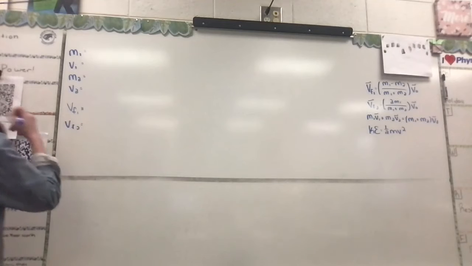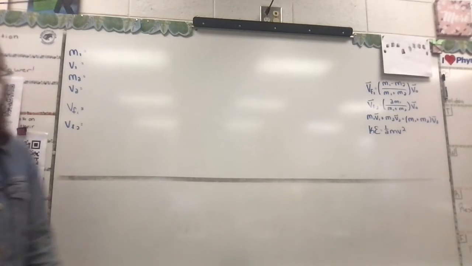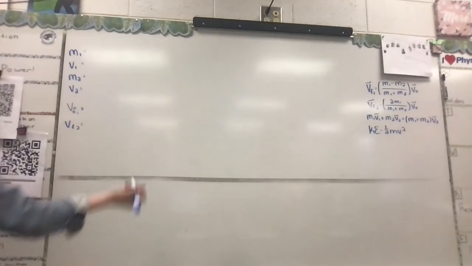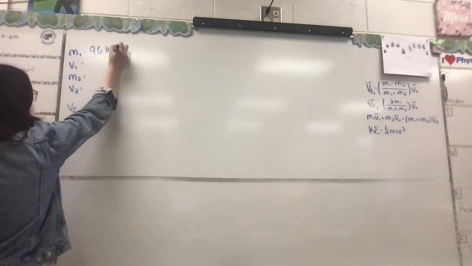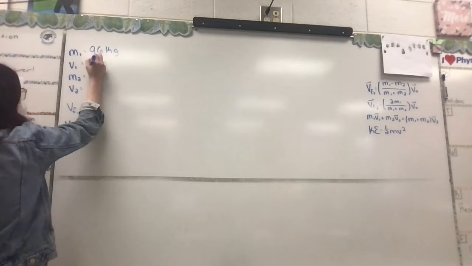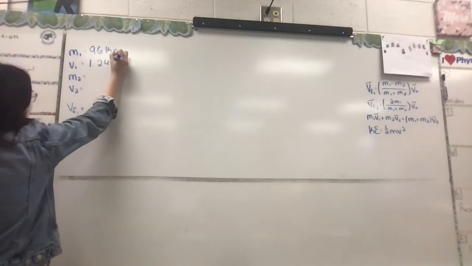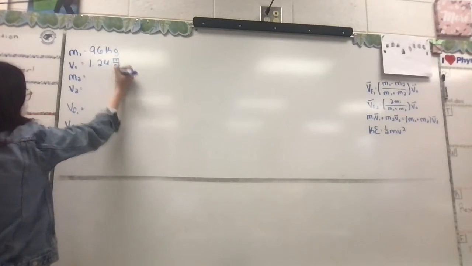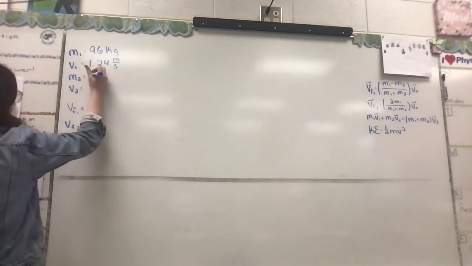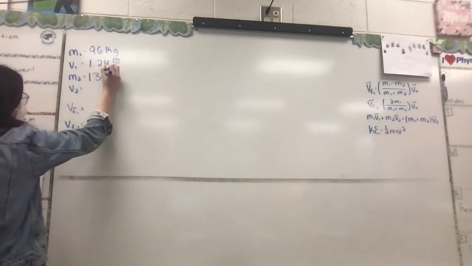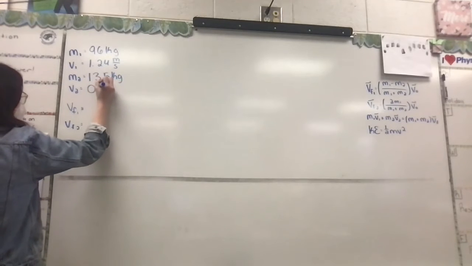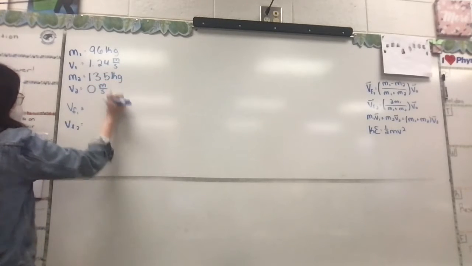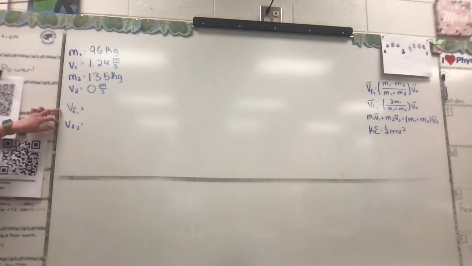All right. So, what is the mass of that first bumper car? 96 kilograms. What is the velocity of it? 1.24. What is the mass of the second bumper car? 135. What is its initial velocity? 0. What are we trying to find? Final velocity, for each of them, right?